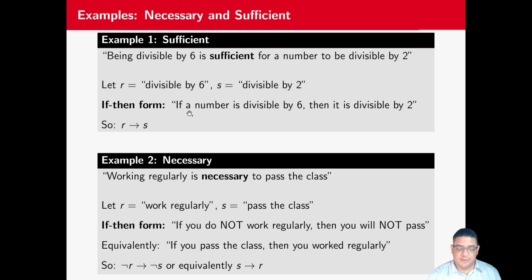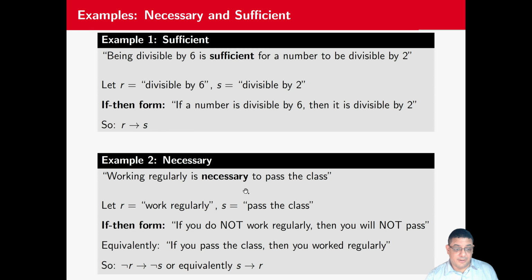Let's do some examples on this. First, for sufficient: being divisible by 6 is sufficient for a number to be divisible by 2. So this means that if we have R, divisible by 6, and X, divisible by 2, this is an if-then form. If a number is divisible by 6, then it's divisible by 2. So it's R implies X.